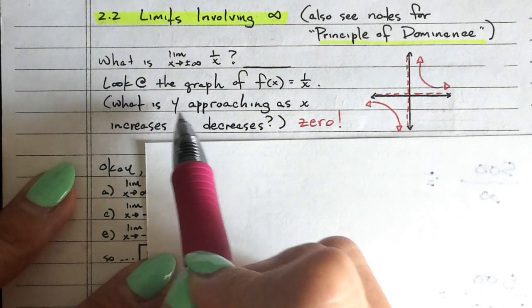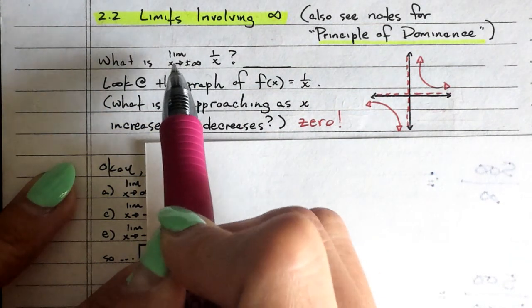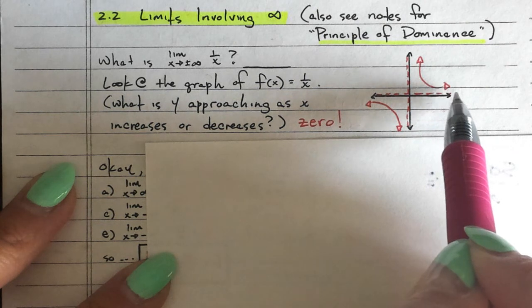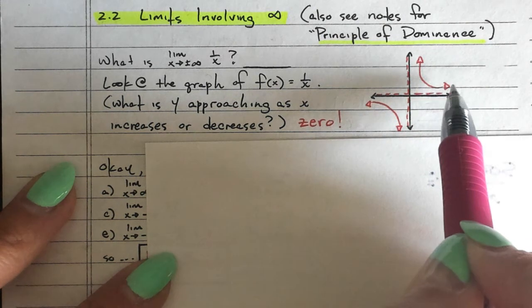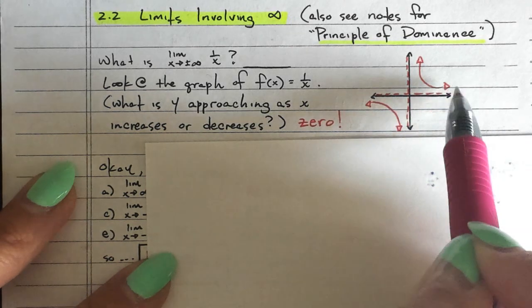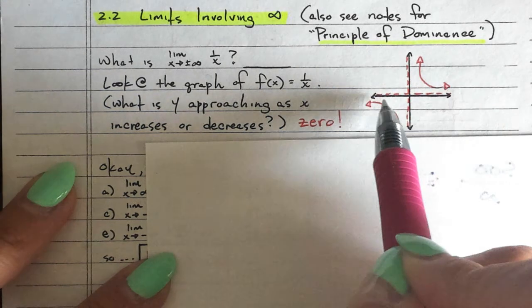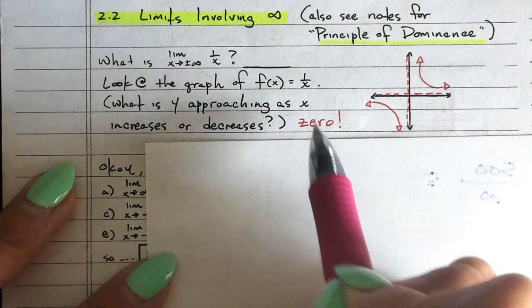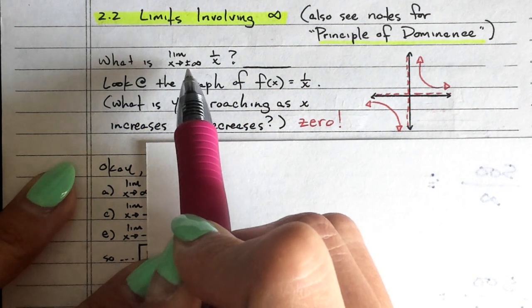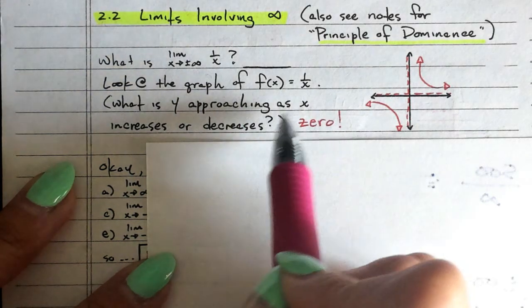So what is y approaching? That's the question. What's y getting closer and closer to? On the very right, it gets closer and closer to y equals 0, because what is the x-axis that we're getting closer and closer to? It's y equals 0. Same on the left, y equals 0. That's why the limit as x approaches positive or negative infinity of 1 over x is 0.